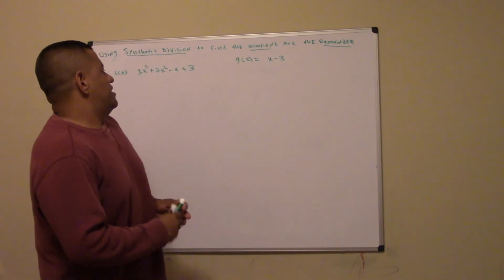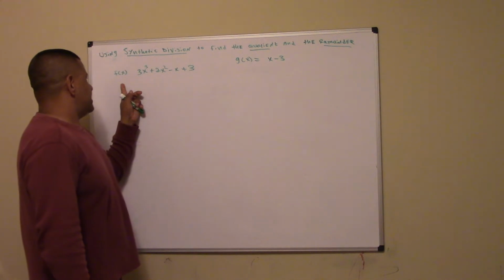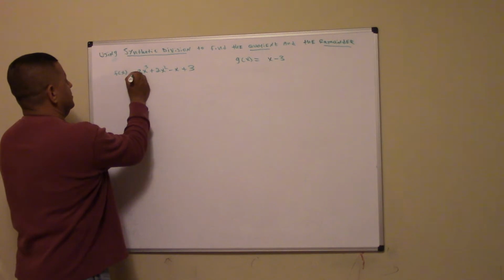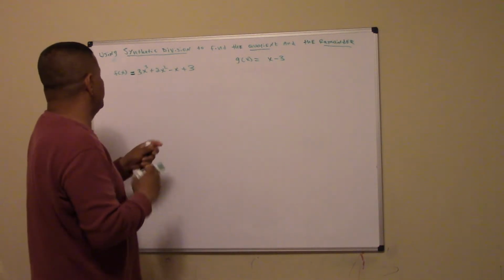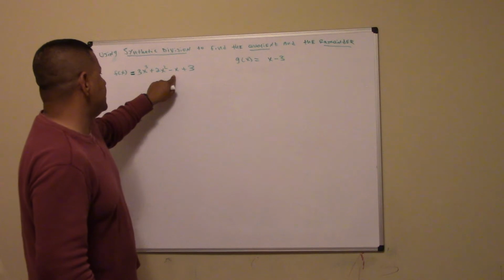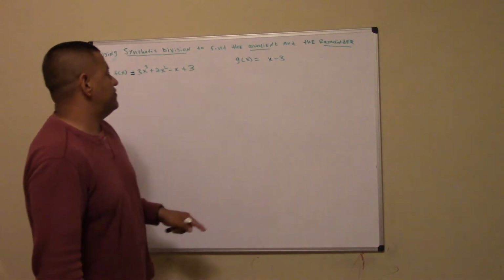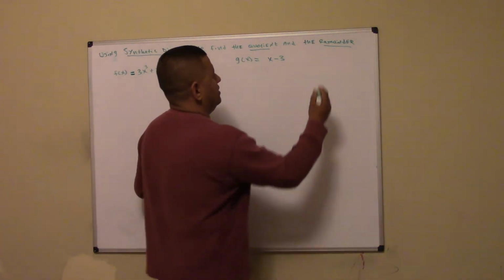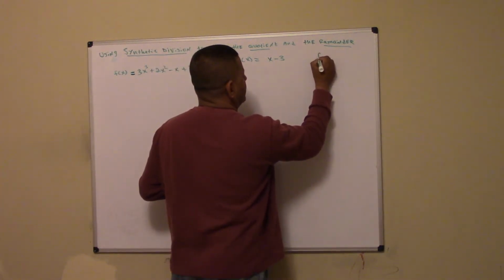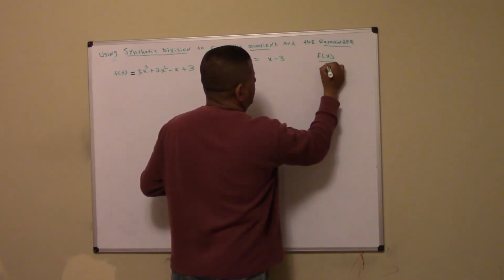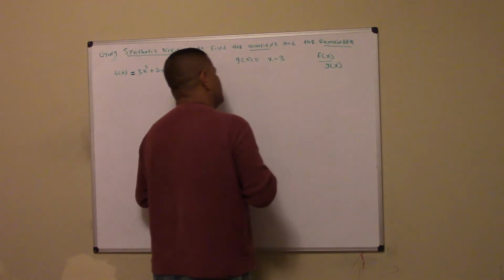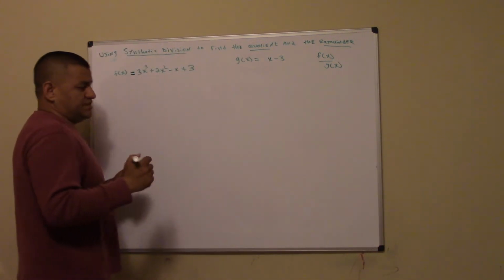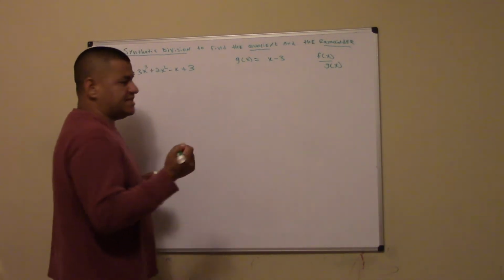So again, it's the same expression that we had last time. F of x, right? F of x is equal to 3x cubed plus 2x minus x plus 3, and g of x is equal to x minus 3. So again, we're doing f of x divided by g of x, right? So now synthetic division is easier, right?